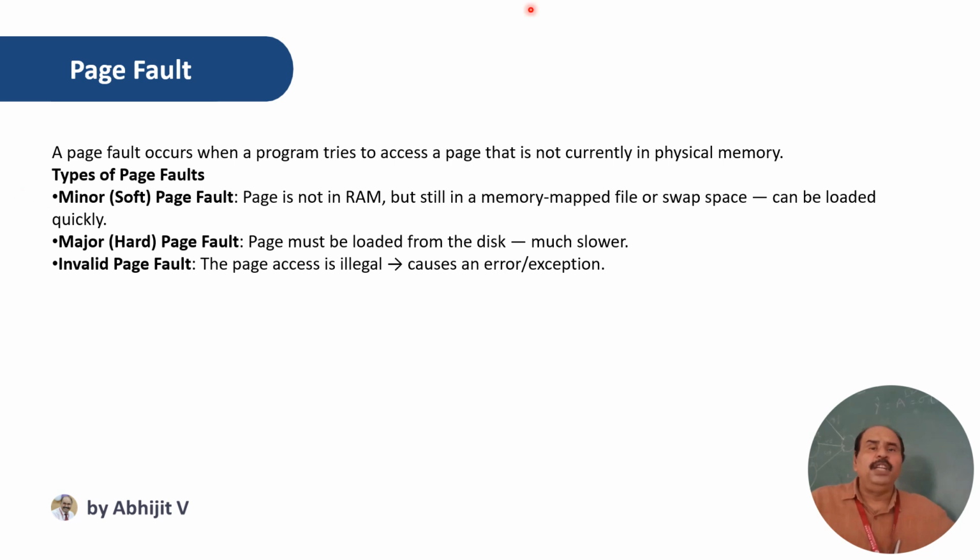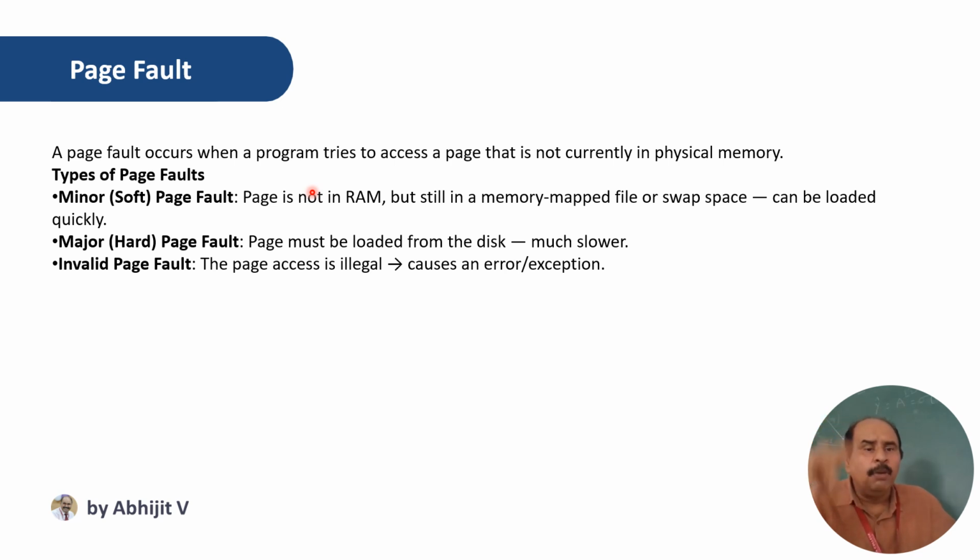What is meant by page fault? A page fault occurs when a program tries to access a page that is not currently available in the physical memory. There are three types. One is a minor or soft page fault, the other is major, and the third is an invalid page fault. In the minor case, the page is not in the RAM, but it is still mapped to the swap page and can be loaded quickly. This is called a minor soft page fault.